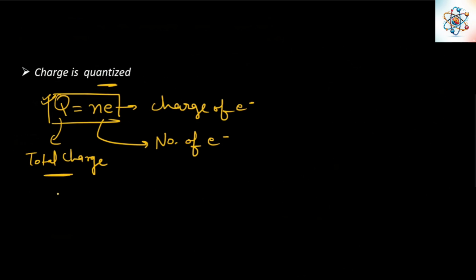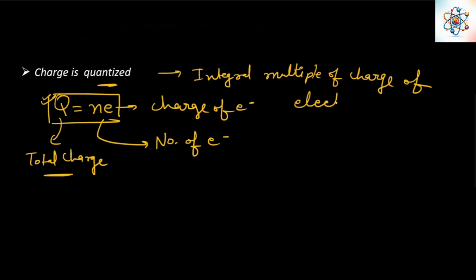If you want to explain it in terms of statements, we'll simply say that quantization of charge means the total charge of the system is an integral multiple of the charge of electron. This is what is said.